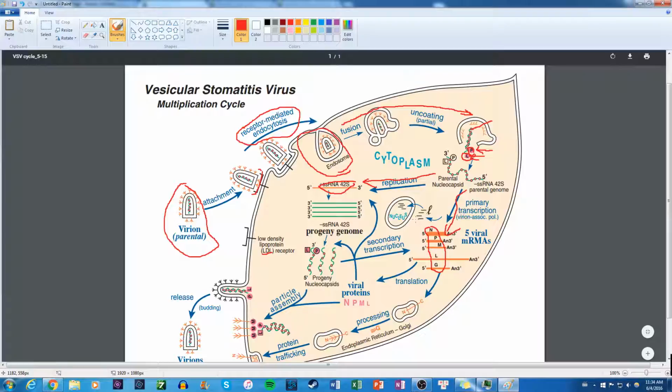So those are N, P, M, and G. Specifically, N is needed in the highest amount. So that's why N is the gene that's next to the start site. And you get high levels of N, but you don't really need high levels of the L polymerase. The L polymerase is an enzyme. You only need a few, and you can do a lot with it.